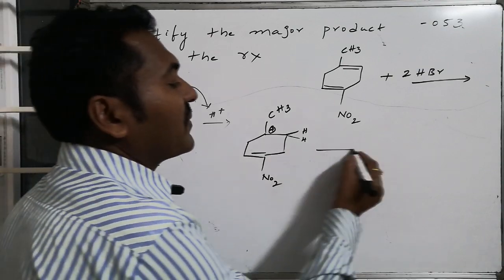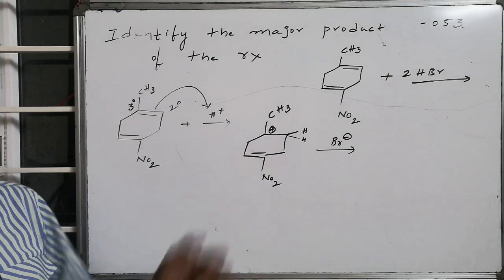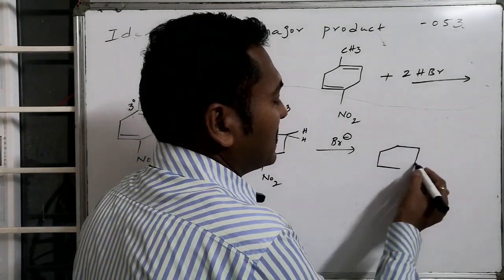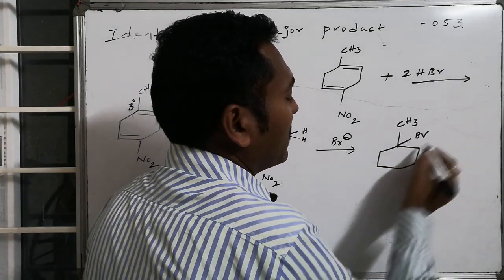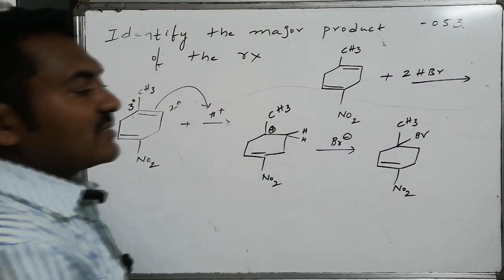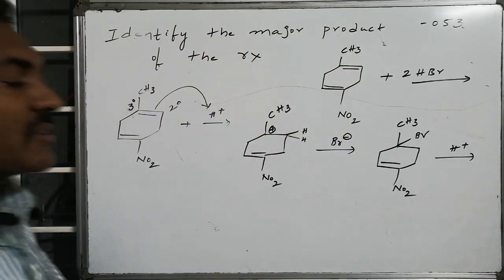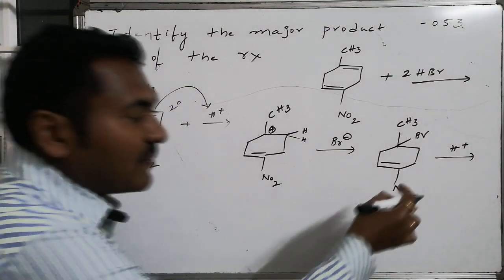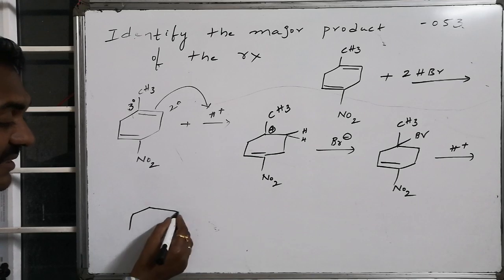It becomes stable. On that, Br minus as a nucleophile makes an attack on the sp2 carbon. This results in the formation of the methyl followed by bromine, and the remaining system remains intact. On this, the second molecule of H plus initiates the reaction. There are two chances: this is secondary and this is also secondary. But if it is attacked here, this group is minus M in nature, so the cation becomes less stable.